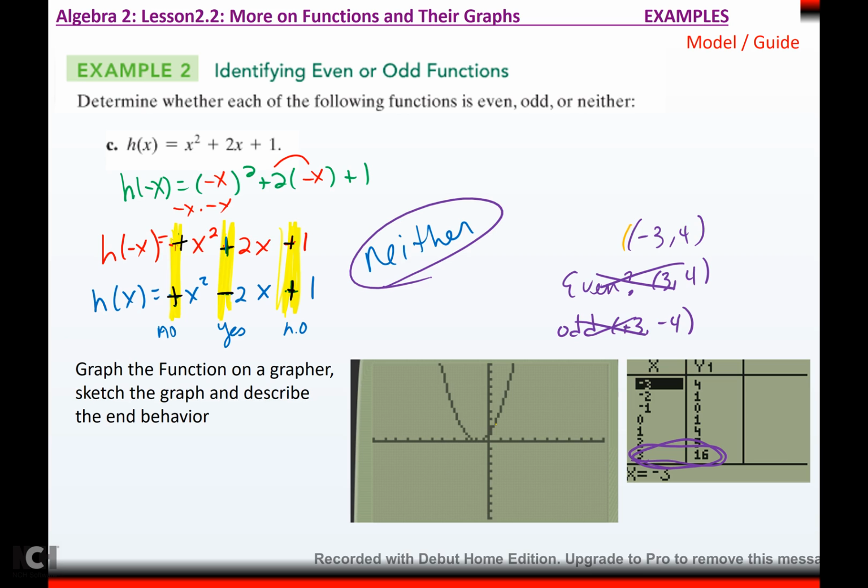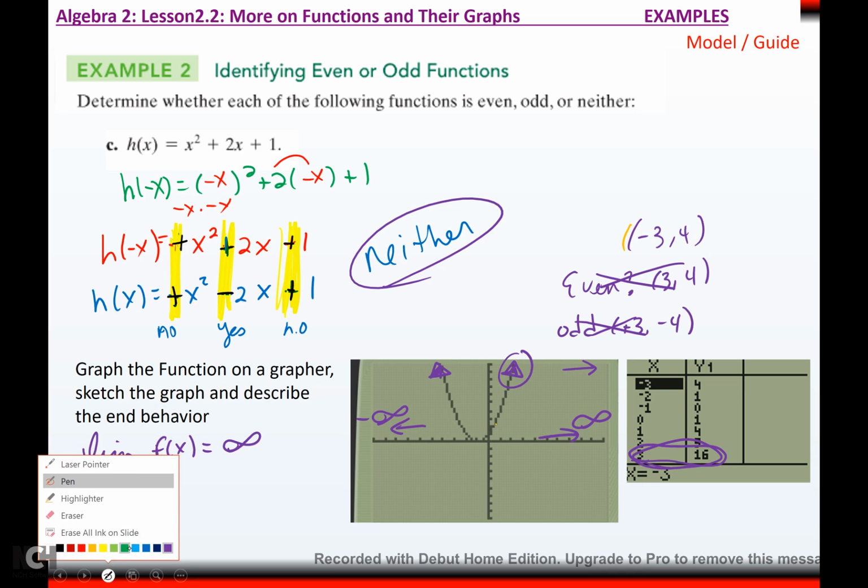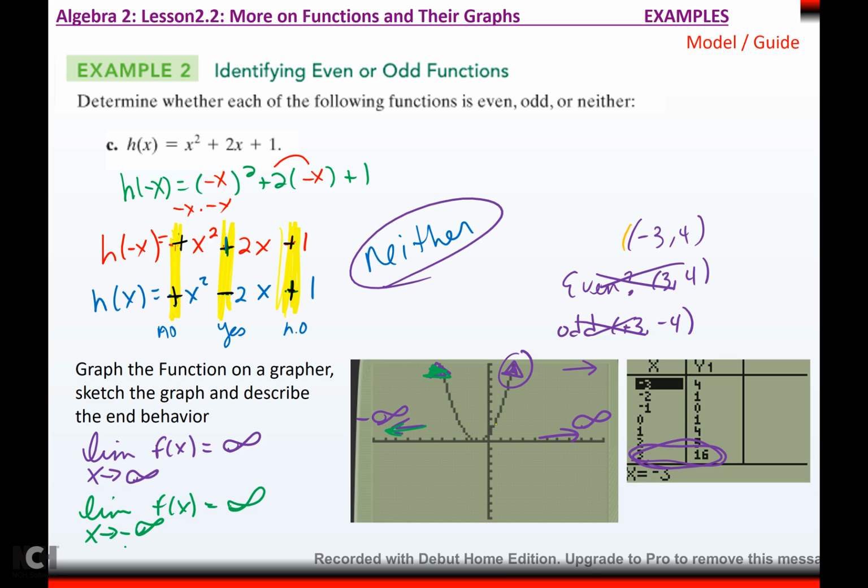My end behavior, both arrows are pointing up. So as I go to positive infinity and I go to negative infinity, the function is going higher. So the limit as x approaches infinity, I'm looking on this side, the arrow's pointing up, which says my function is going to infinity. My limit as x approaches negative infinity, again, as I go left, the arrow goes up, so that means the function is going to infinity. Okay?